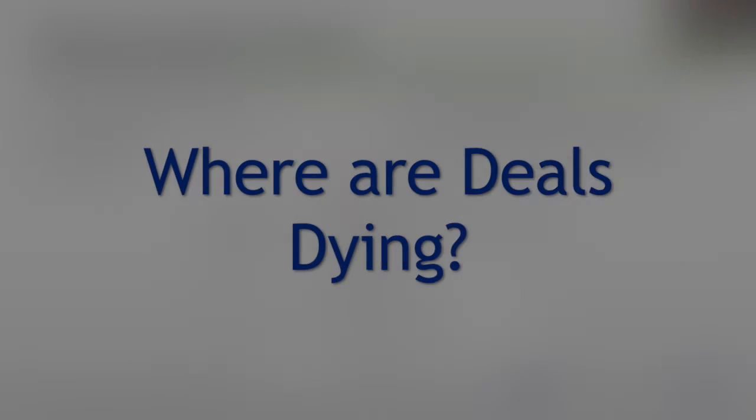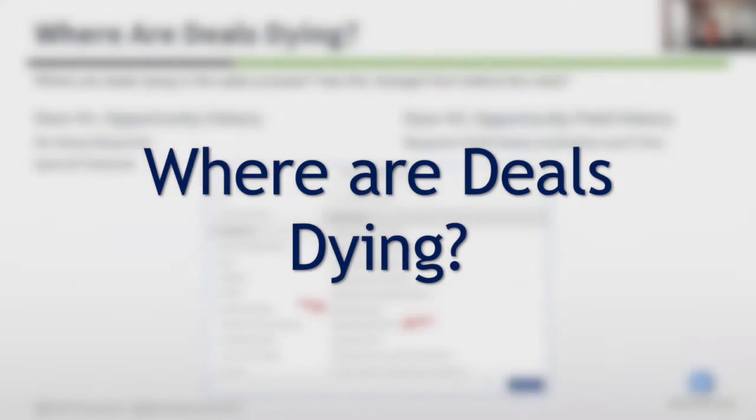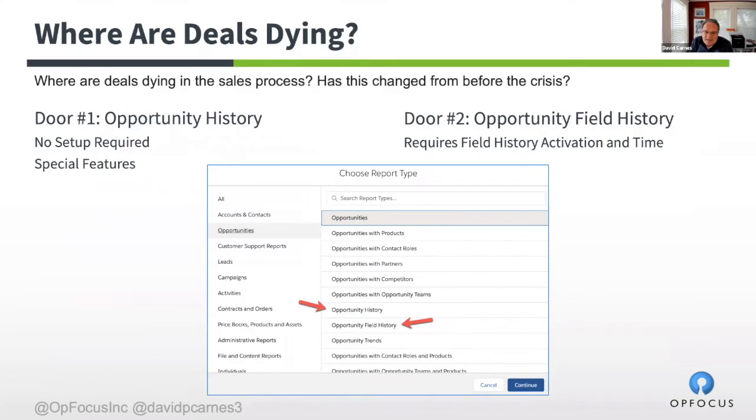The other question I've been getting a lot is, where are deals dying? So where are they dying in the sales process, and has this changed from before the crisis? So we have two different doors we can go down. Door number one is a feature called Opportunity History. This has been turned on in your system and available for years. There is no required setup, and there are some special features that are available.